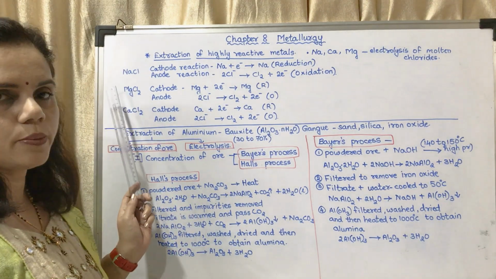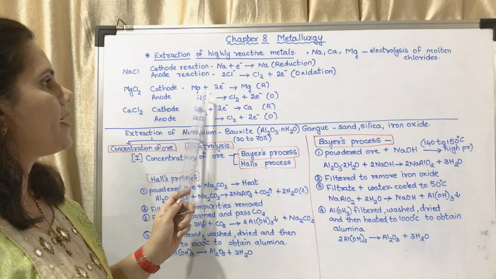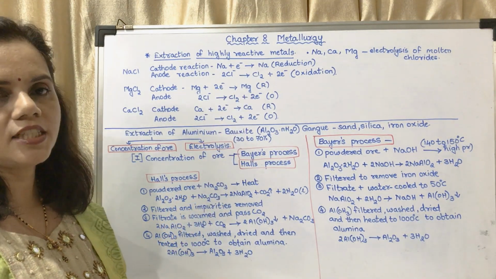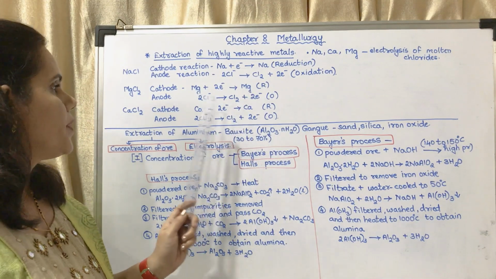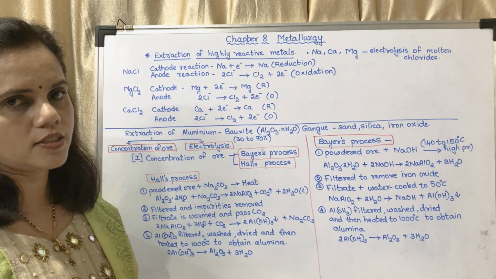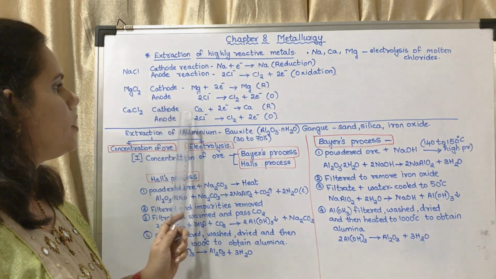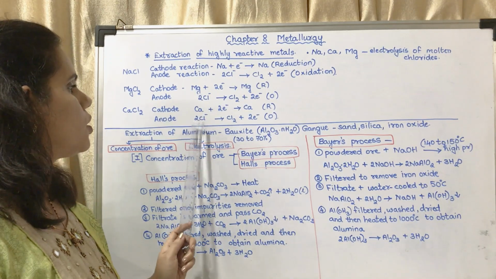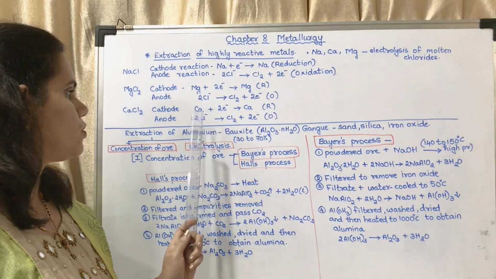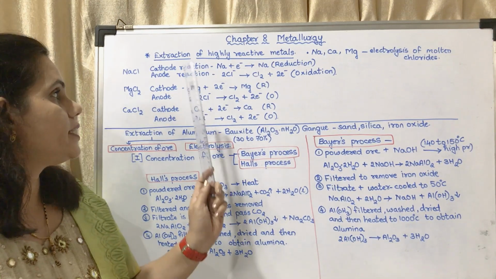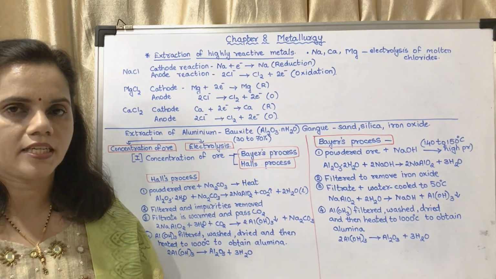Next is magnesium chloride. At the cathode, magnesium will gain 2 electrons to form magnesium, it is reduction, and chloride will lose 2 electrons, so it is oxidation. For calcium chloride, at the cathode, calcium will gain 2 electrons to form calcium, and chloride will lose 2 electrons to form chlorine, so that is oxidation. These are the cathode and anode reactions.